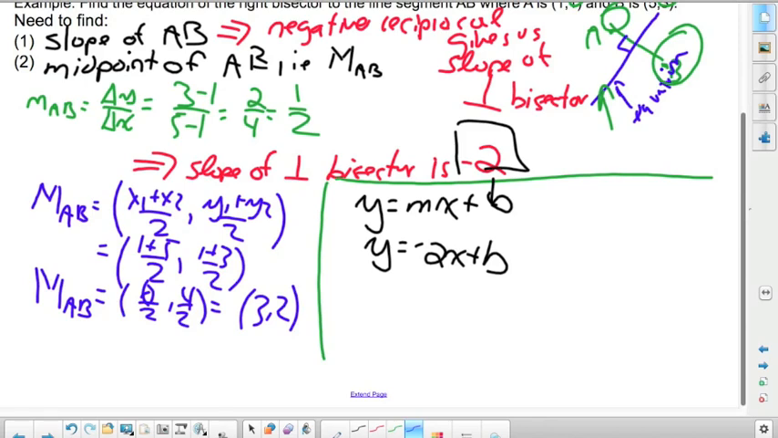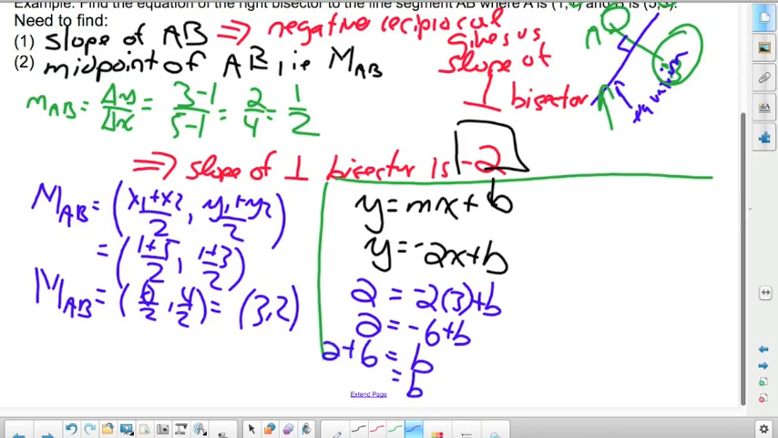So here the midpoint, so it's 2. So y is 2 when x is 3. So 2 is equal to -6 plus b. So b is 2 plus 6. So b is equal to 8. So that is a real equation.